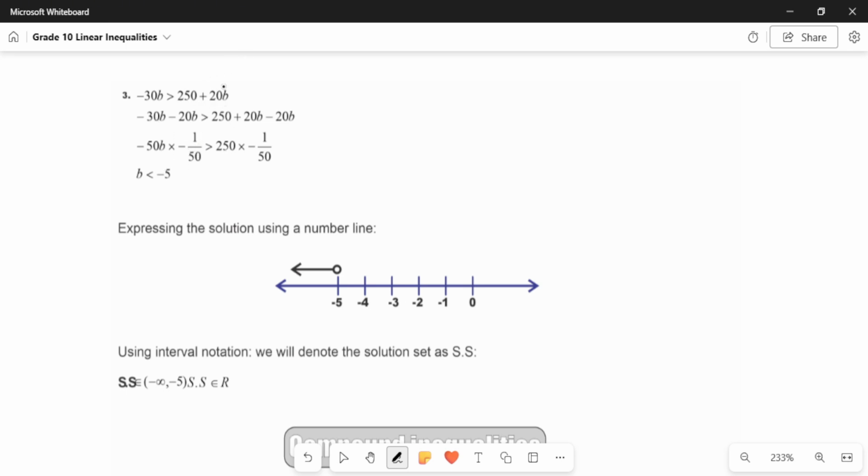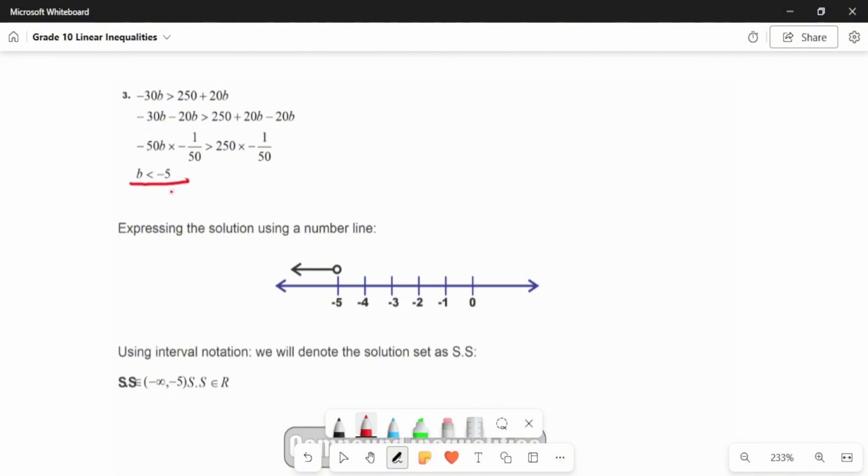So we have to solve for this. We'll subtract b on both sides, so that will give us minus 50b greater than 250. And then if we multiply by 1 over negative 50, we'll be able to solve for b. Now it's very important to remember, because I'm multiplying or dividing by a negative, I must change the direction of the inequality sign. So now it'll be b less than minus 5.